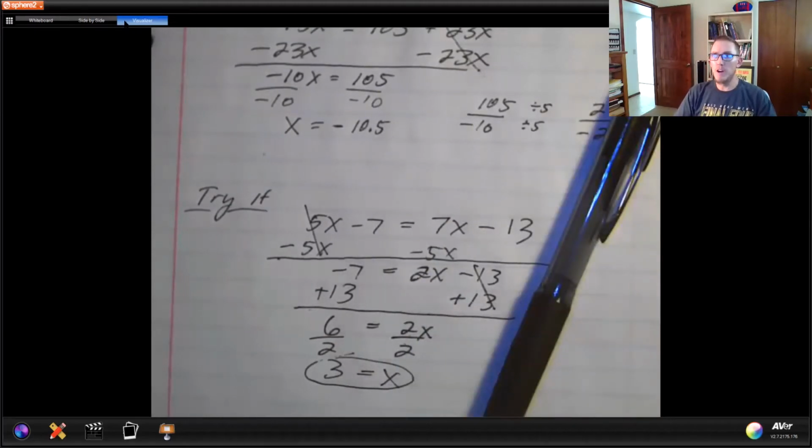So equations with variables on both sides, you're going to find one that you're going to move to the other side, and then you should have a simple two-step equation from there.